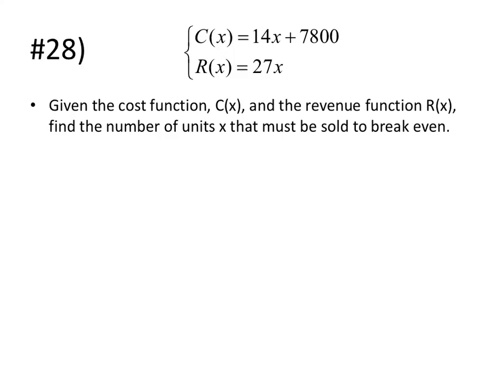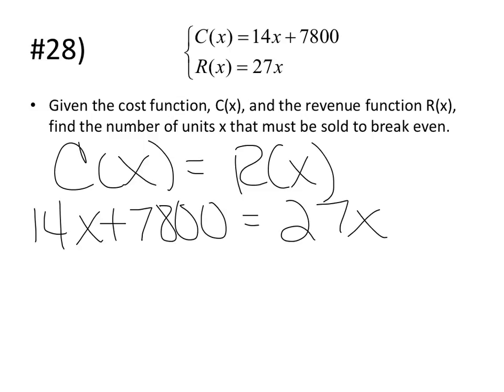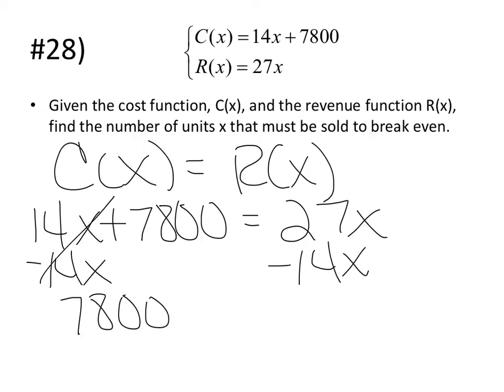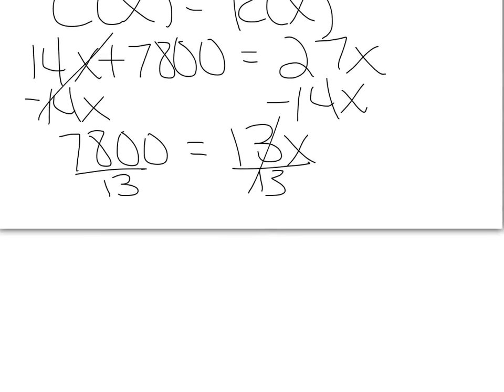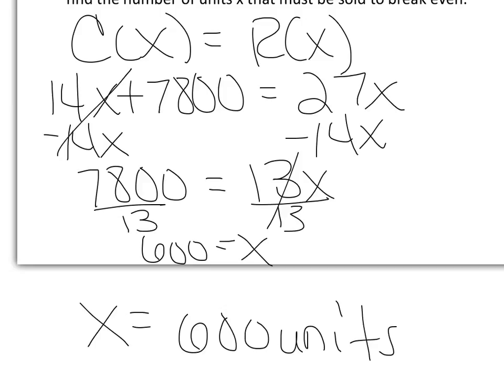Before they break even. So again, C of x is equal to R of x. So you have 14x plus 7,800 is equal to 27x. There's no reason to miss these guys. These are very simple problems. 7,800 is equal to 13x. Divide both sides by 13. So you get x is equal to 600. So your break-even point is 600 units.